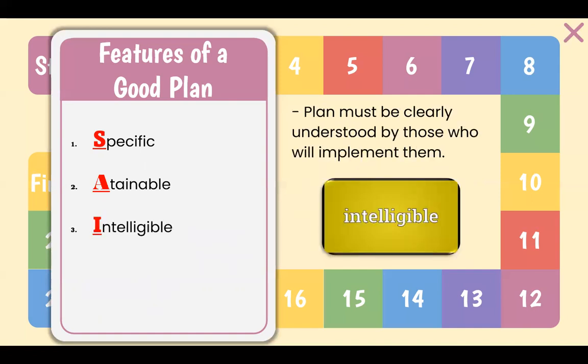I. Intelligible. Plans must be clearly understood by those who will implement them. If not, it may lead to several interpretations. Thus, communication is very important in business. Without it, how would the plans clearly and effectively reach out to those people below the organization? A clear statement of objectives is necessary so that those who will be involved in the execution of the plan will understand, believe, and support it.